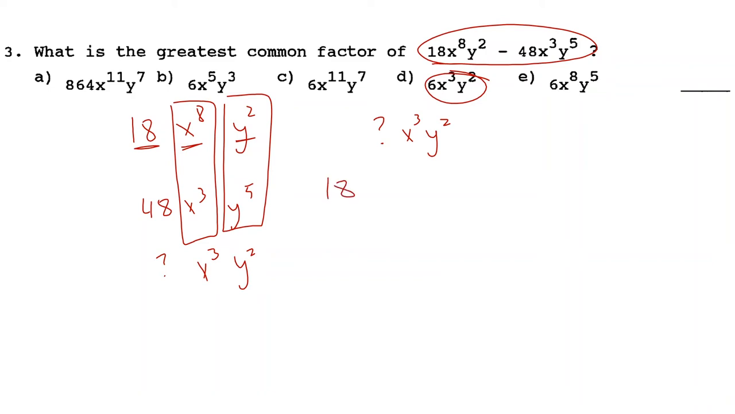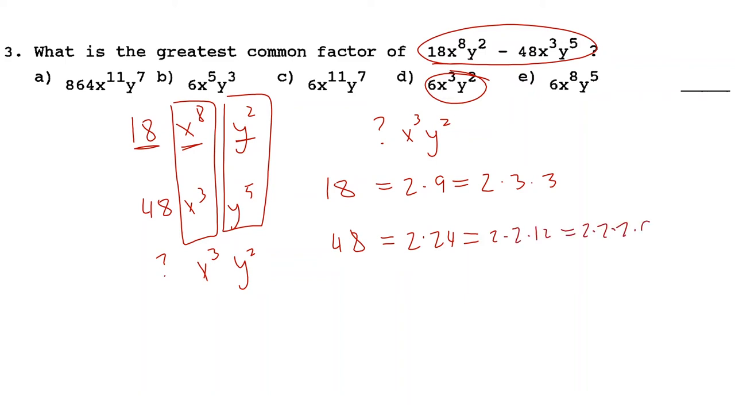So you got 18 and you got 48. Factor this out completely. So this is 2 times 9, and 9 is 3 and 3, so 2 times 3 times 3. 48 is 2 times 24. Always divide by the easiest one. And then 24 is also even, so 2 times 2 times 12. 12 is also even, so 2 times 2 times 2 times 6. 6 is also even, so 2 times 2 times 2 times 2 times 3, right? So they have 2 in common and they have 3 in common. So they have 6. 2 times 3 is 6. 6x cubed y squared. That's how you know the answers. Break this into steps. It's going to be super simple if you do that.